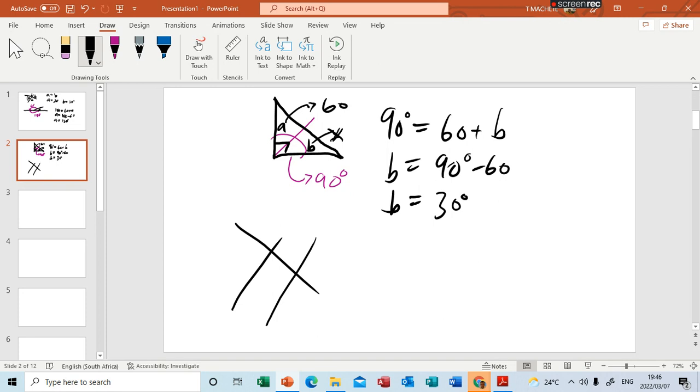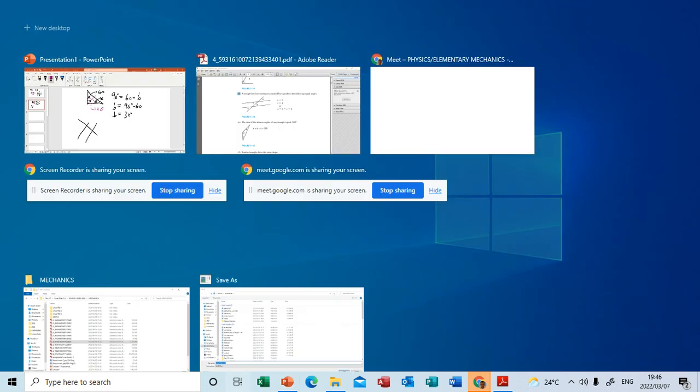That's the rule. So they say you have got two lines that are parallel, two straight lines. So you need to know that this is an alternating angle.